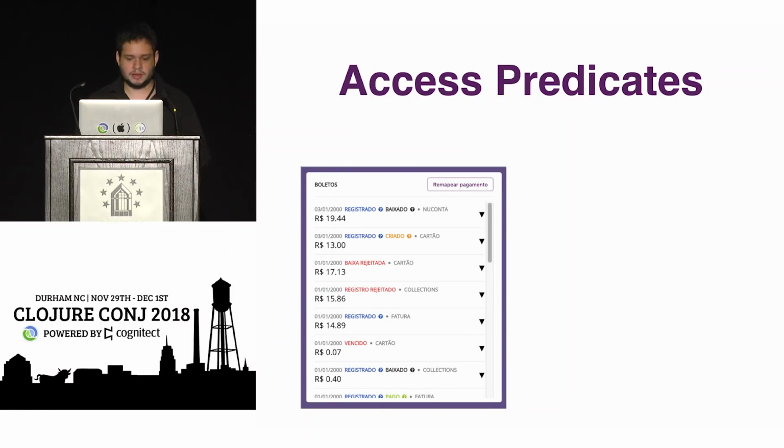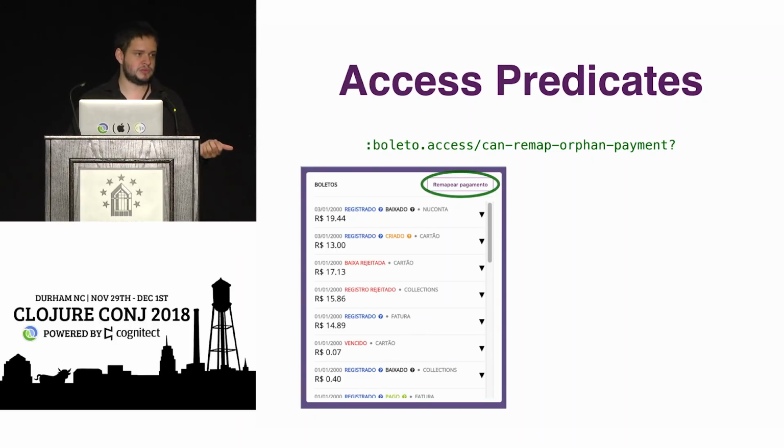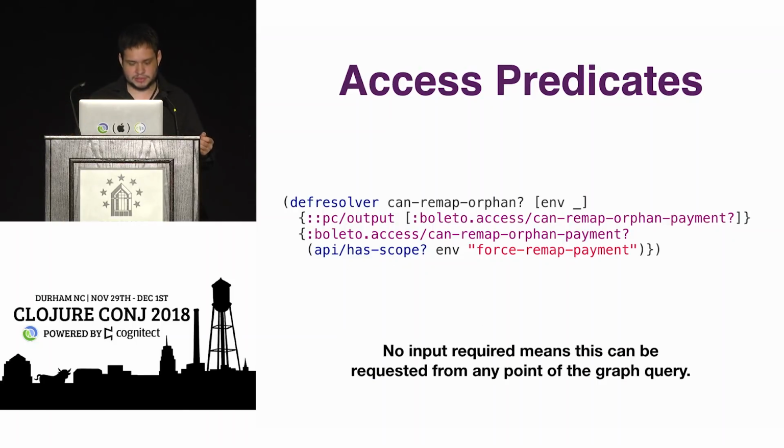The same thing can be done for access predicates. This button is similar to the previous one, but this one depends on whether the user has enough access to do that. Again, we can write it as a resolver, and this one fits the global resolver definition. It doesn't have an input. So any component could ask for this information anytime. And these things I'm showing you are about freeing you from context-dependent things. You always talk about the attributes directly. It's like this playing field of attributes for everybody.